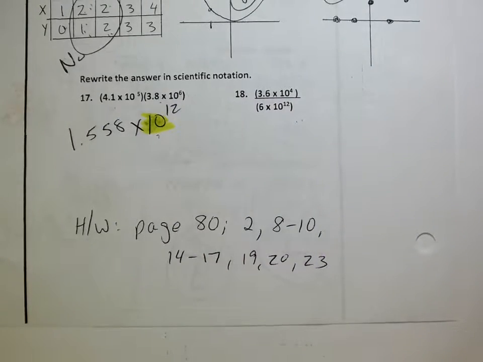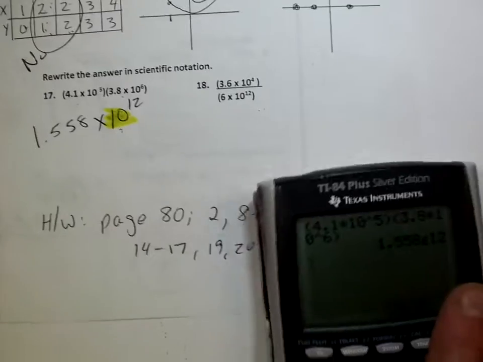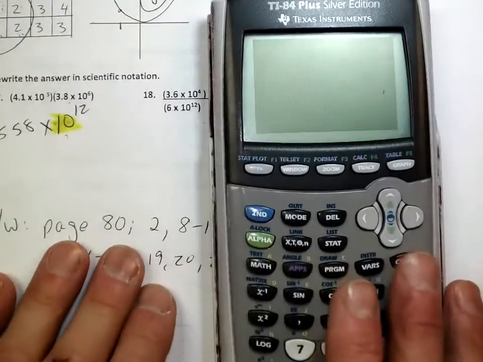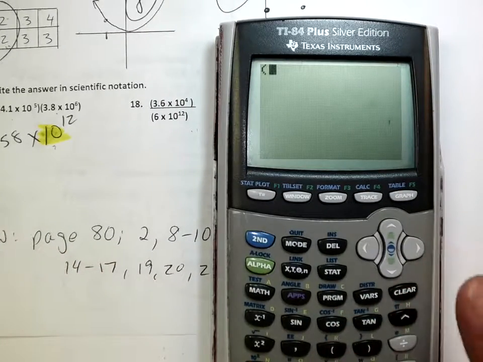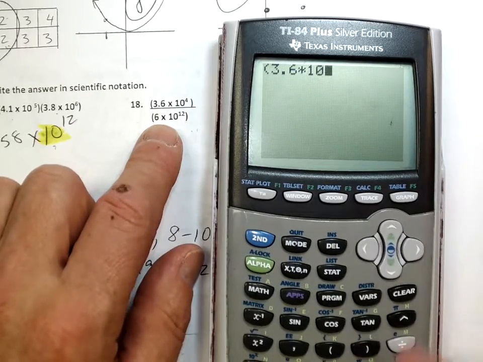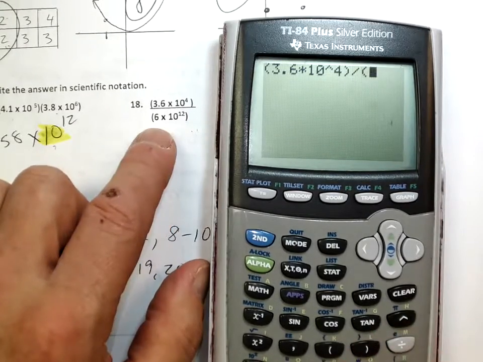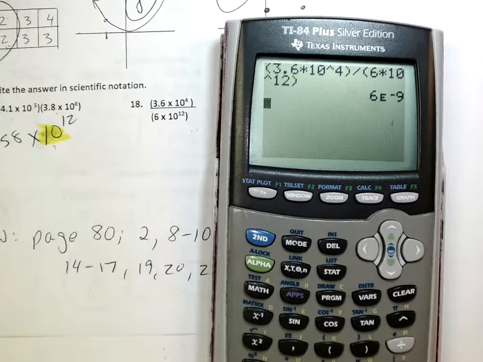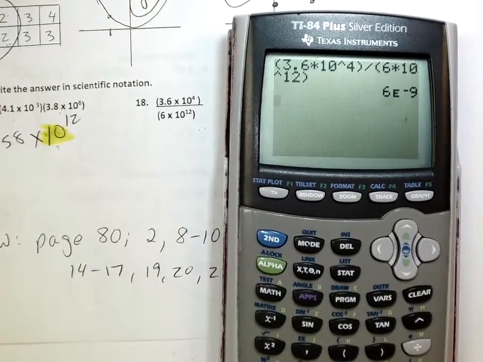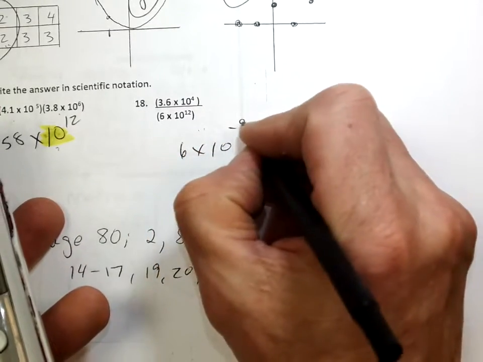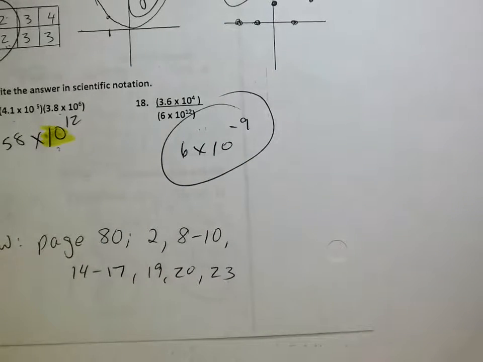Okay, same thing on number 18. The book would like you to divide these and subtract exponents, but when you have a calculator, why not just use the calculator? I'm going to go parentheses 3.6 times 10 to the power of 4, parentheses divided by parentheses 6 times 10 to the power of 12. 6e negative 9 will definitely be the wrong answer. It is 6 times 10 to the negative 9. You need that 10 in there to get it right.